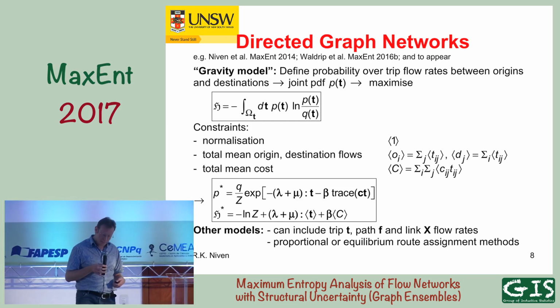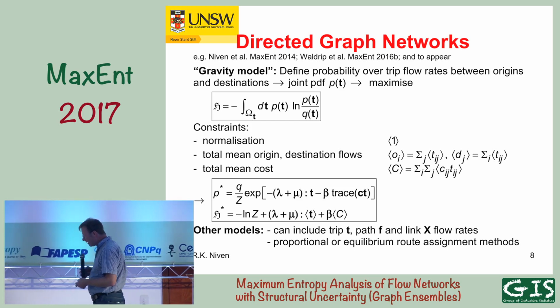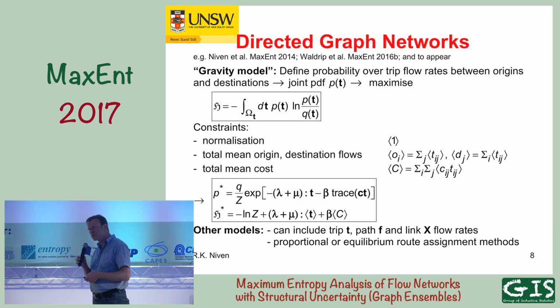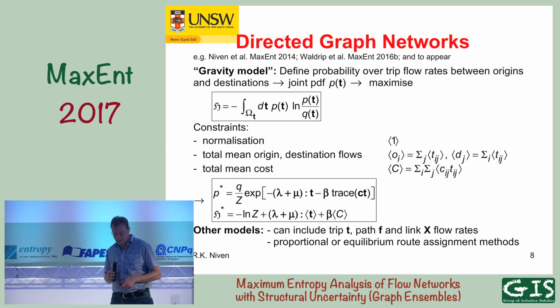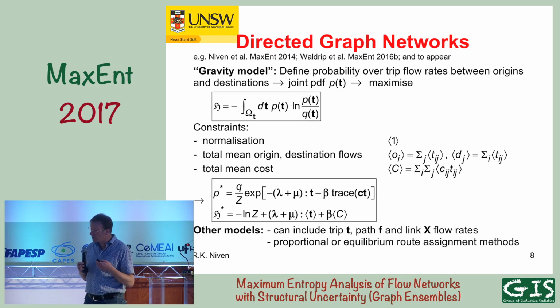There are more complicated models which involve or can involve the handling of trip flow rates, path flow rates, and flow rates on individual links or individual roads, if you like, and also some fairly complicated, or simple to very complicated, schemes for route assignment. So how do you choose a route?